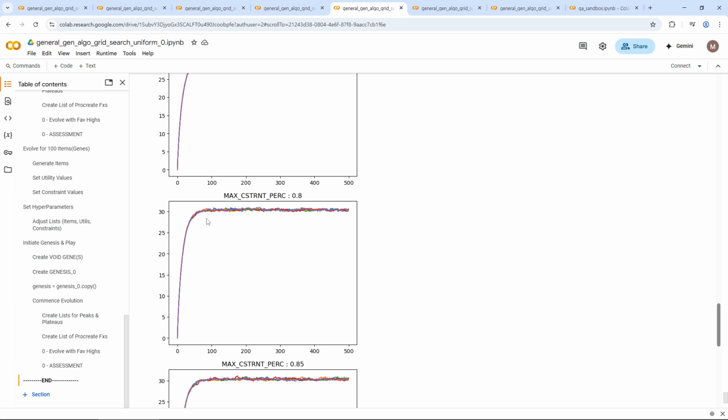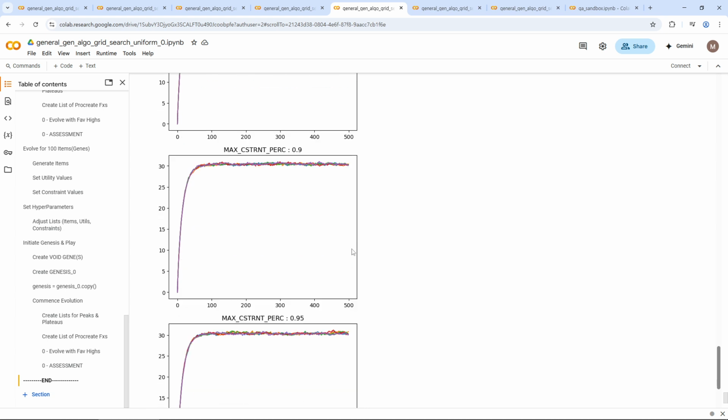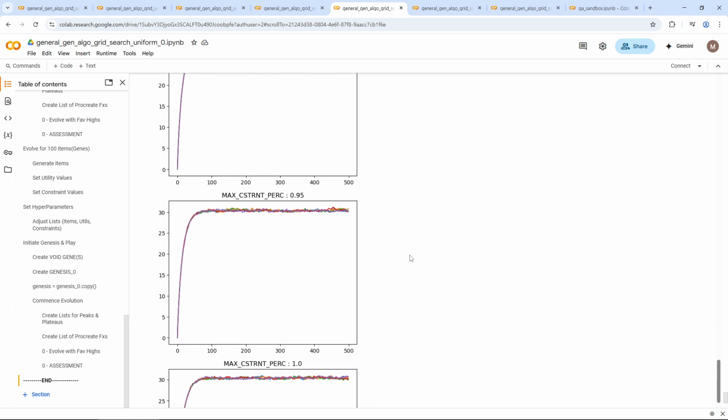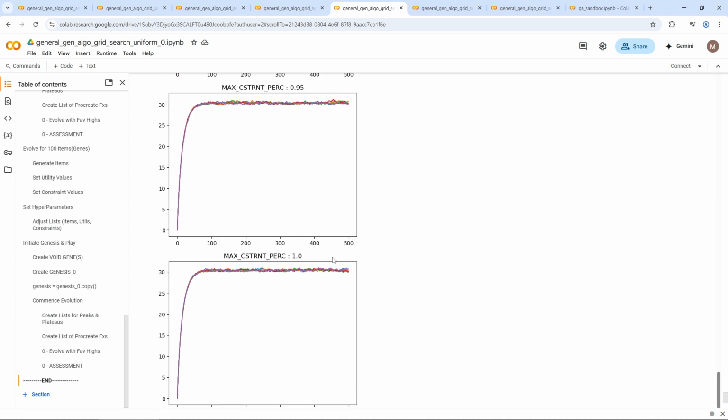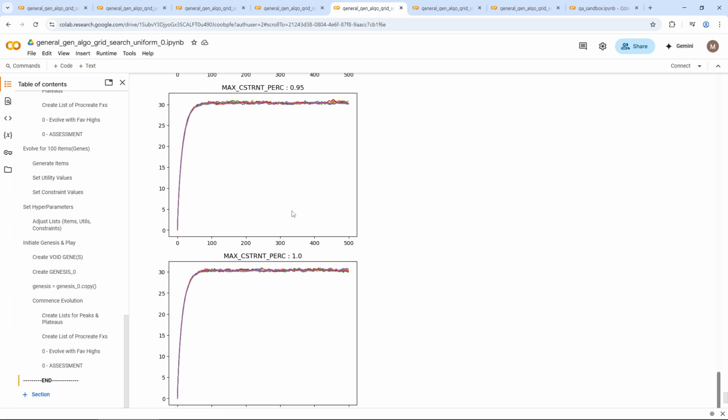At 80, we have no peaks and the plateau just sits at 30 with no peaks. At 85, same. At 90, same. At 95, same. At 100%, same. All plateaus being at around 30, when I thought the plateaus could be higher.